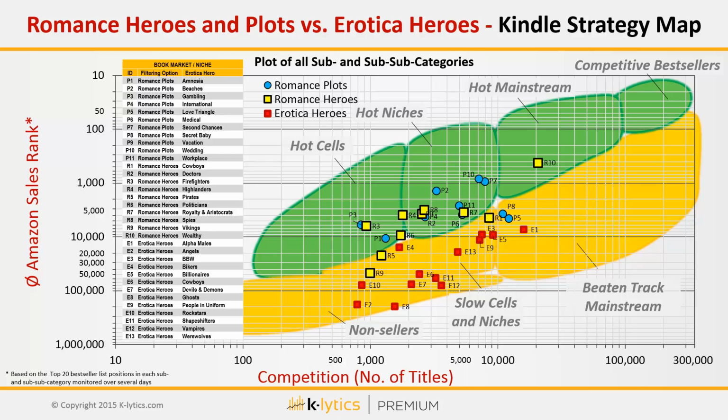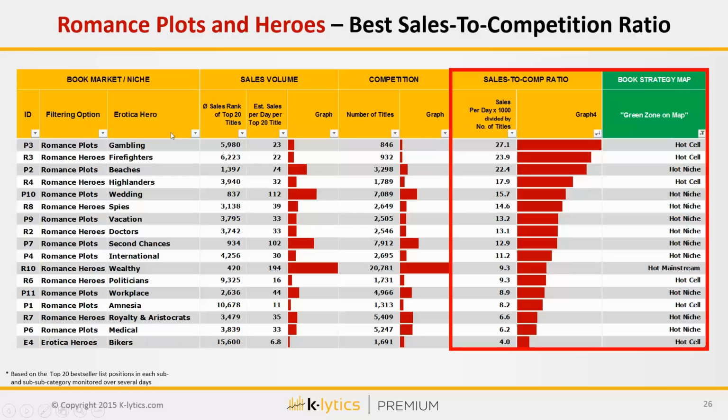The graph gives you those romance heroes and themes that exhibit a very high level of sales but comparatively little competition. These are the categories which we call hot niches if they are between 2,000 and 10,000 titles a category, hot spots if they're less than 2,000 titles. And you see here the hot zones with the best ratio of sales versus competition. Sales to competition are romance plots about gambling, romance heroes firefighters, plots about beaches, Highlanders, wedding plots, spies, vacation, and doctors. And as said, one may also be able to blend these basic themes and characters.